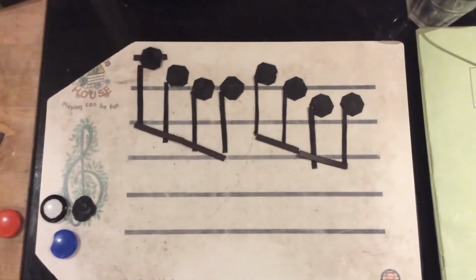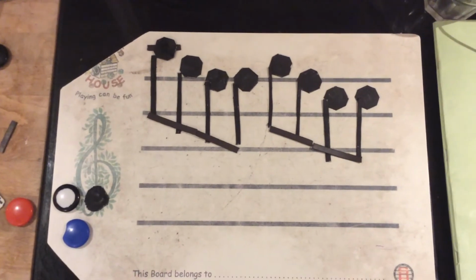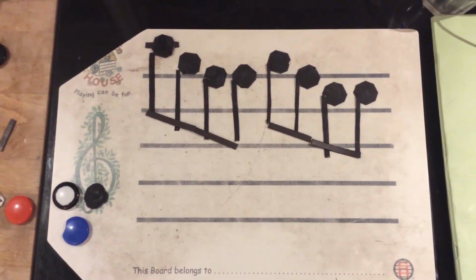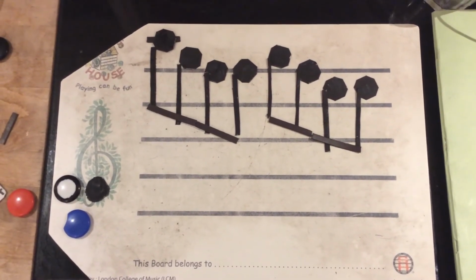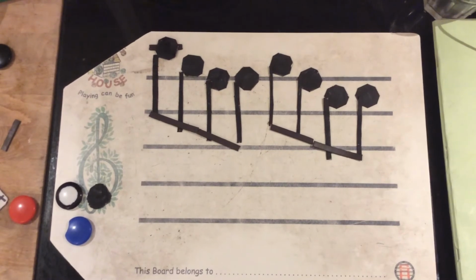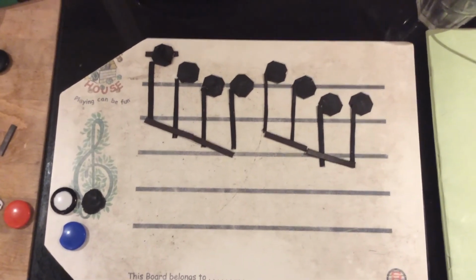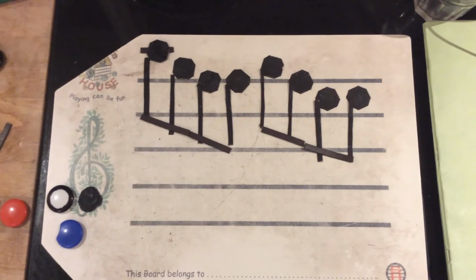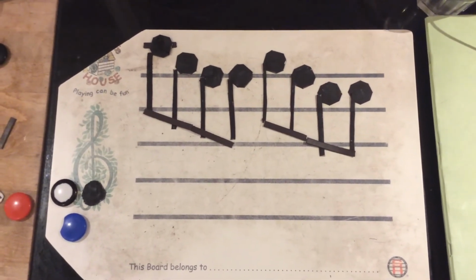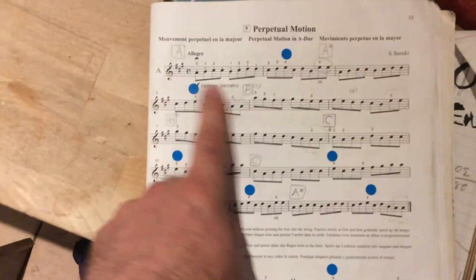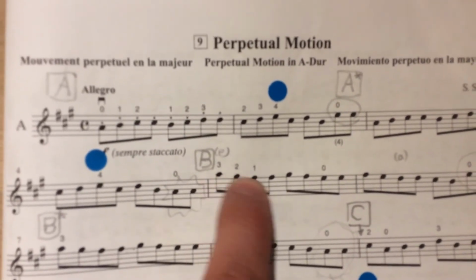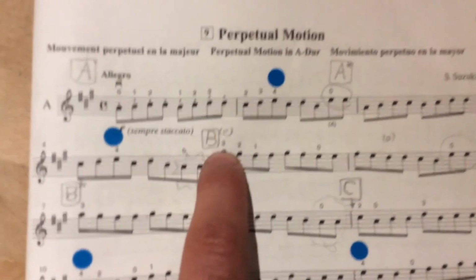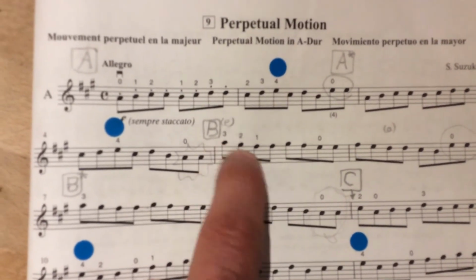Can you find the bit that I've written in Perpetual Motion? Is it the first section, the second section, or the third section? Let's have a look. If you said the second section, you'd be right, because there you look, 3 fingers on the E string. But we are learning to read the rhythms and the notes.